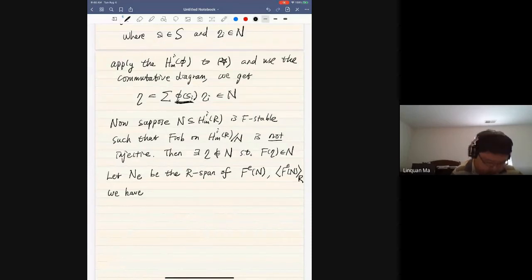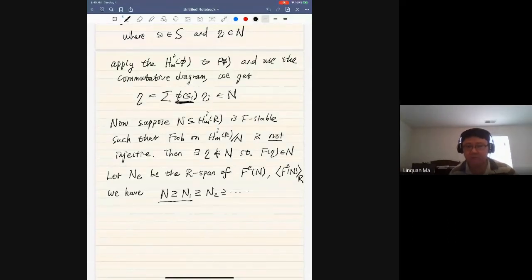We have a descending chain. So N obviously contains N1, which obviously contains N2. Here I'm using that N is F stable. Why is that? Because N1 is the R span of F of N, but N is F stable, so F of N is contained inside N. So the R span of F of N is also contained inside N because N is an R module. Then we iterate this and you get a descending chain.